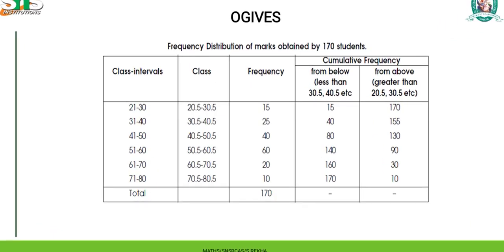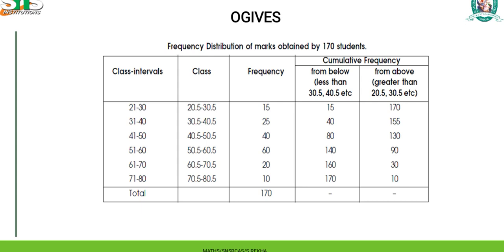For example, consider the class intervals 21 to 30, 31 to 40, 41 to 50, 51 to 60, 61 to 70. You can consider the points as 20.5, 30.5 because it is not a continuous interval. So you can write it as 20.5 to 30.5, 30.5 to 40.5, 40.5 to 50.5 and so on. And the frequencies are given as 15, 25, 40, 60, 20, 10.